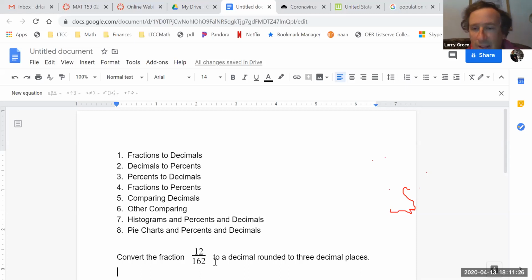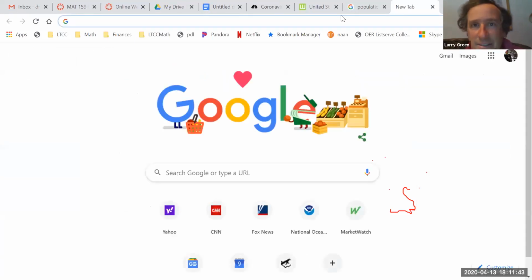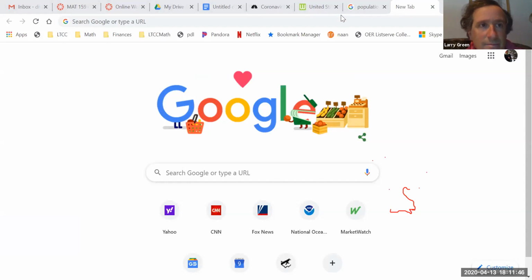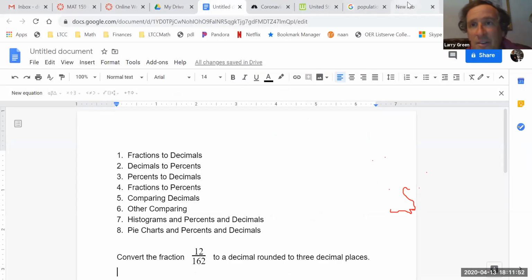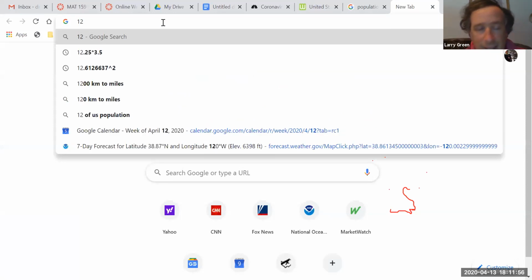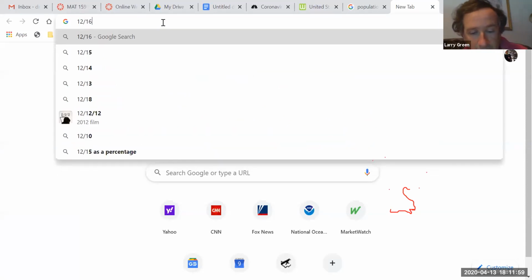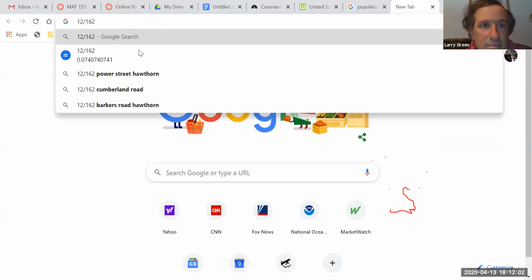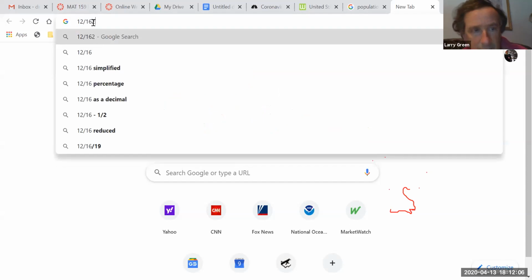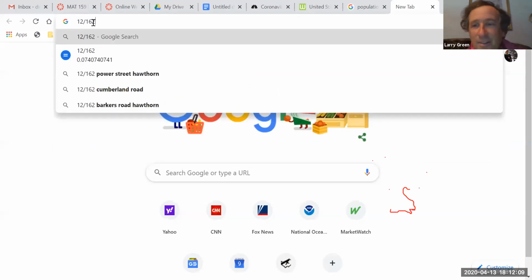And by the way, we're always allowed to use a calculator. Unless, I don't know, your definition of fun is long division, that is not my definition of fun. Use a calculator. I'll just use Google's calculator. I'll just show you how that works. So that was 12 over 162. All you do is you go 12, and then you hit the slash, you go 162. And it just gives it to you. That's what I like about Google. If you have your own favorite calculator, that's fine also.